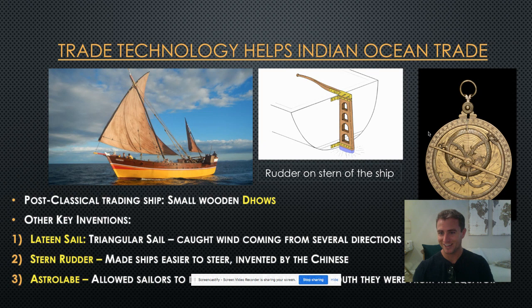The other key innovations in the time period: the trading ship, the dhows, were used. These are thin trading ships. No need to have any sort of military capacities because there is free trade in the Indian Ocean because everybody is benefiting. You have that lateen sail, the triangular sail that catches wind from multiple directions, the stern rudder in the back that allows you to change and shift the direction of the ship, and the astrolabe, which is for navigation. It lines up with the horizon and allows you to use the stars to know your location in a given place.